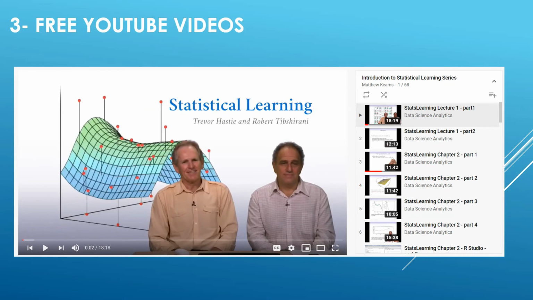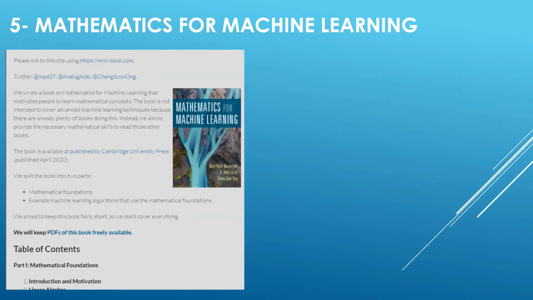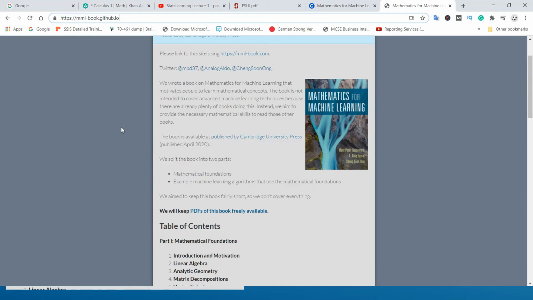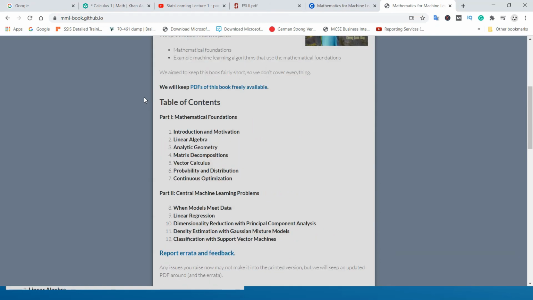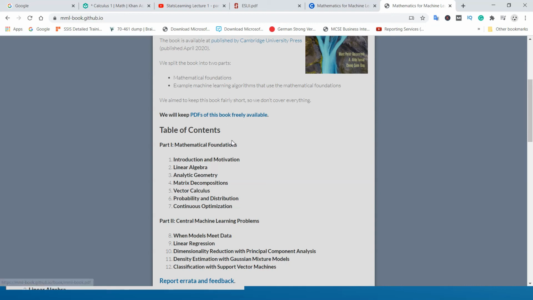The next resource is another book for machine learning mathematics. It is again free, and let me show you some contents. Here you can see this book is available on GitHub, with a part 1 that contains introduction and motivation, linear algebra, analytical geometry, matrix decomposition, vector calculus, probability, continuous optimization, and the second part is when models meet data, linear regression and all these things. You can download this book from this link. I will put all these links below this video.